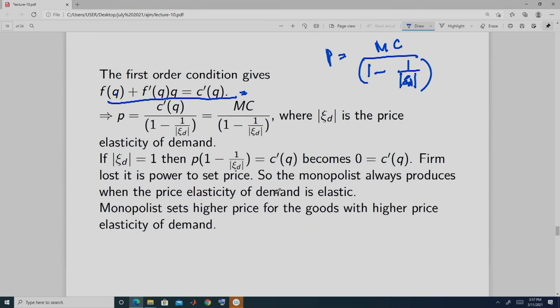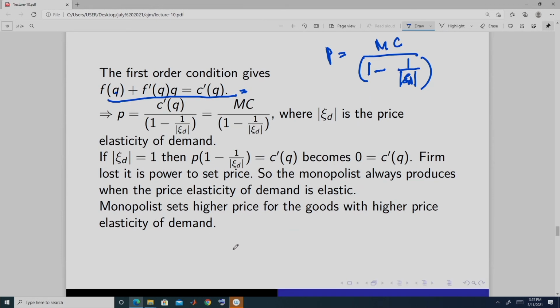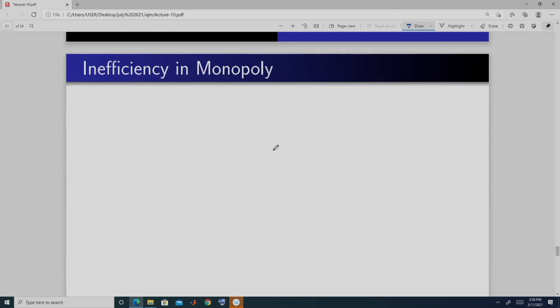So what do we get? That the monopolist has a higher market power, that is, higher power to set a higher price when the price elasticity of demand is more elastic. The moment the good has a more elastic demand at that price, at that quantity it can charge more. If the elasticity is less, then it will set a lower price. So this condition is called the Lerner index. Now we will show the inefficiency that is generated in the monopoly.